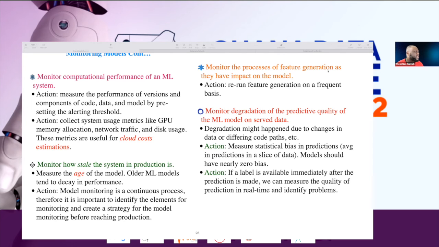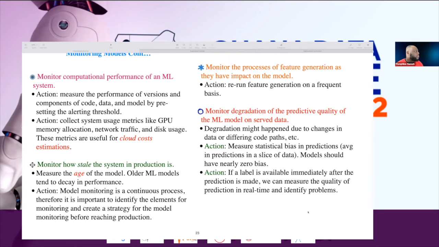Monitor the process of feature generation and its impact on the model. Also monitor degradation of the predictive quality of the ML model on served data. So these are actions that you can take. You can measure statistical bias in prediction. If a label is available immediately after the prediction is made, you can measure the quality of prediction in real time and identify problems. So these are all things that you can read up on. The slides are going to be shared, so you can go in there and read more about it.